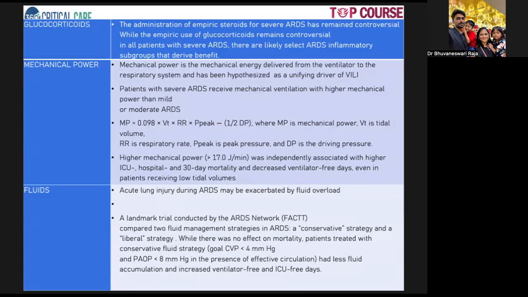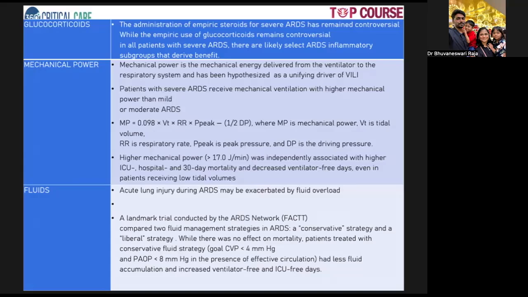Okay. Then comes the mechanical power, which is the mechanical energy delivered from the ventilator to the respiratory system and has been hypothesized as a unifying driver of lung injury. Patients with severe ARDS receive mechanical ventilation with higher mechanical power than mild to moderate ARDS, and it is given by the formula 0.098 × tidal volume × respiratory rate × (P peak − driving pressure). Higher mechanical power was independently associated with higher ICU, hospital and 30-day mortality and decreased ventilator-free days, even in patients receiving lung protective ventilation, as per the studies.